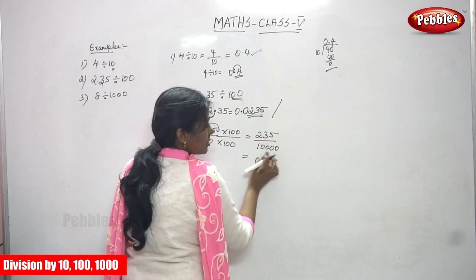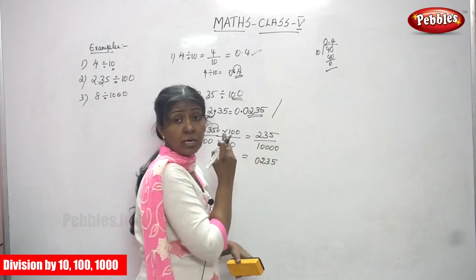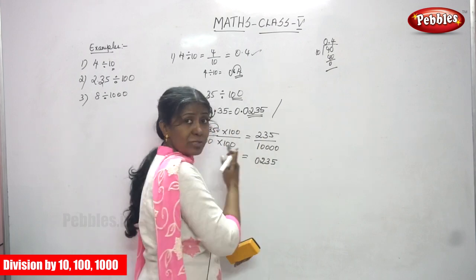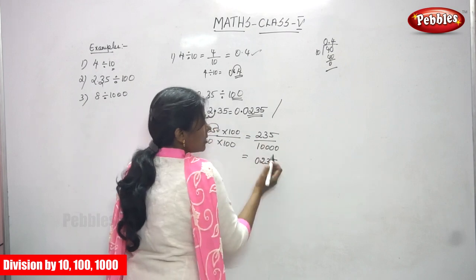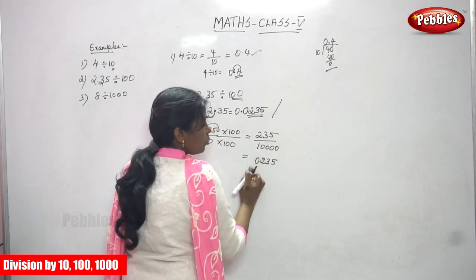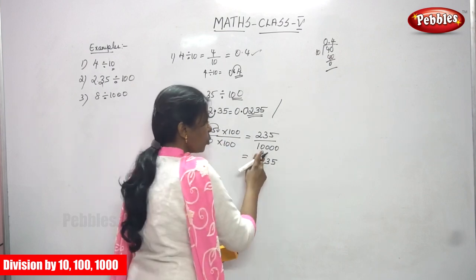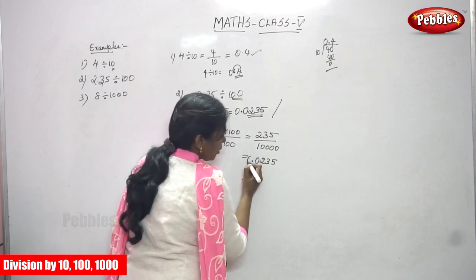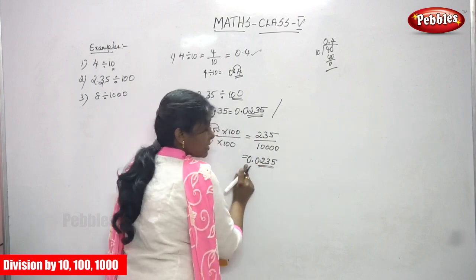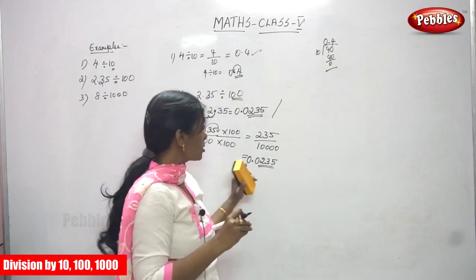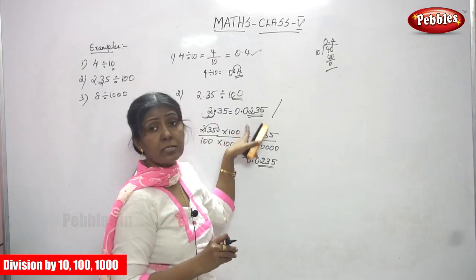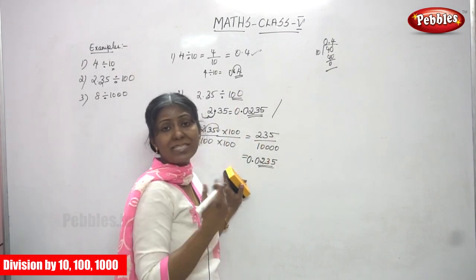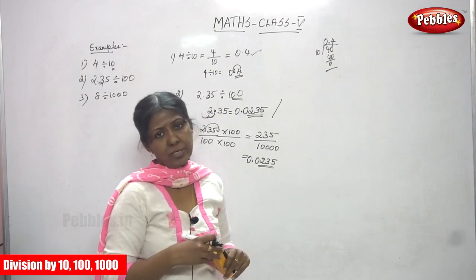So you have 4 zeros, so you have to move the decimal 4 places to the left side. 1, 2, 3, and one more place is not there, so you have to add 0 in that particular place. After that, you must put a point. In front of the point, you have to add 0. This 0 indicates the decimal. So 0.0235. Anyhow, this answer and the earlier answer are the same. This is the first method and this is the second method; choose whichever is convenient for you.